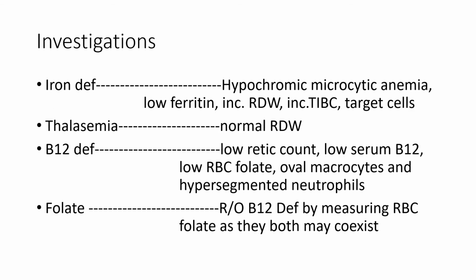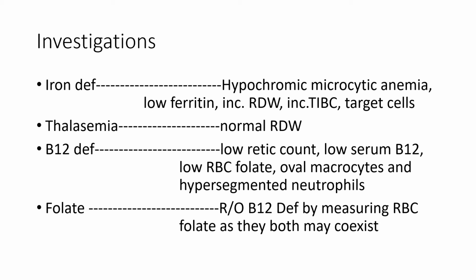Now I'll discuss the differentiating points in investigations in the differential diagnosis of anemia. If the patient presents with iron deficiency anemia, there would be hypochromic microcytic anemia, low ferritin, increased red cell distribution width, increased TIBC, and there would be target cells on the P film. In thalassemia, red cell distribution width would be normal. So this is the difference between the two types of anemia, iron deficiency and thalassemia.